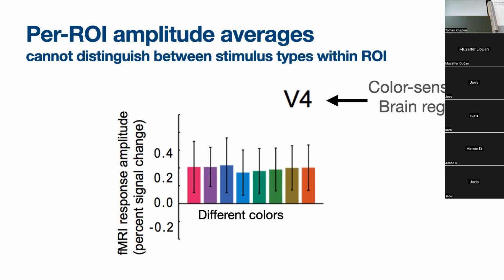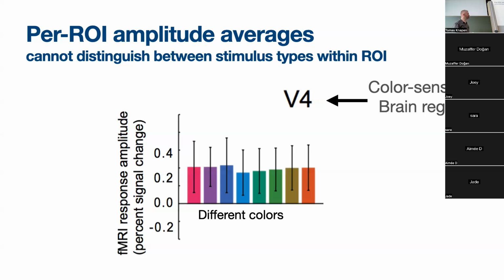Now, if we're interested in the type of processing that this brain region does to colors, what does it do with the colors? We might be tempted to ask, maybe it's going to respond more strongly to red than to green or something like that. So what we can do is average across the entire brain region and see, is there a stronger response to red or green? That may be what we're interested in.